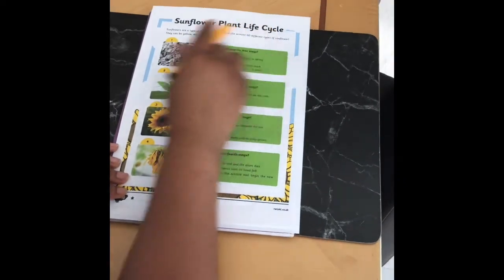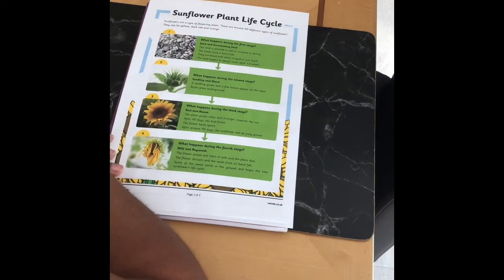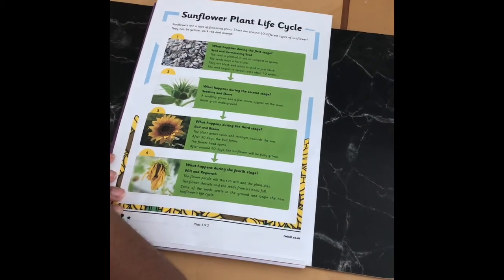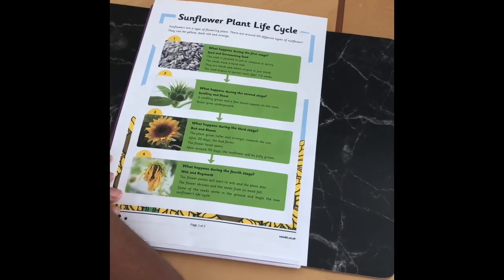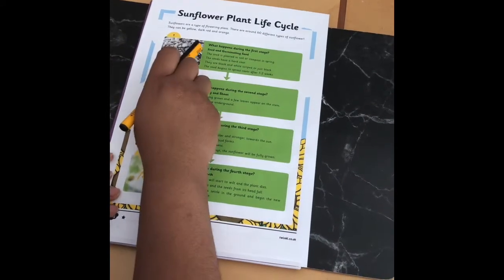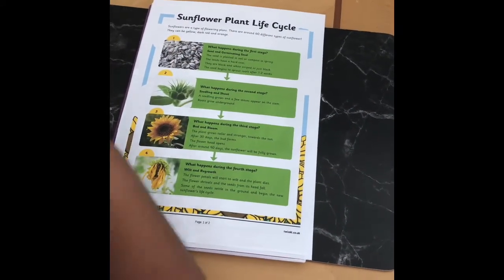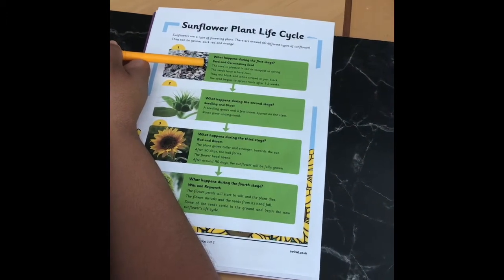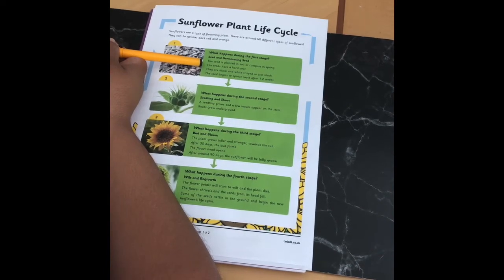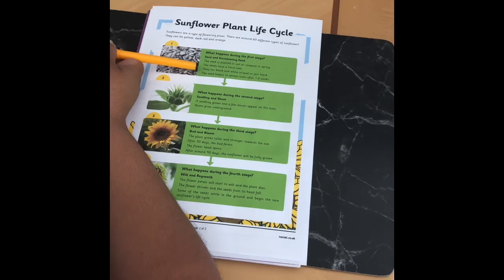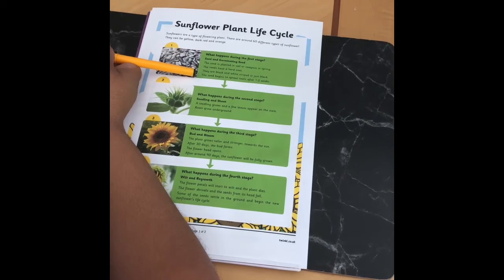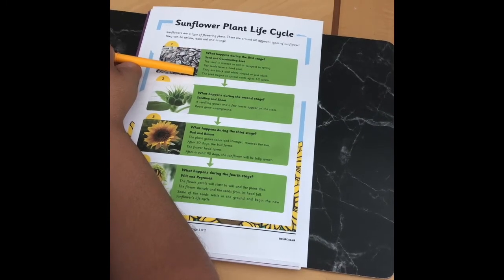Sunflower plant life cycle. Sunflowers are a type of flowering plant. There are around 60 different types of sunflower. They can be yellow, dark red or orange. The first stage. What happens at the first stage? Seed and germinating seed. The seed is planted in the soil or compost in the spring. The seeds have a hard coat. They are black and white striped or just black. The seed begins to sprout roots after 1 to 2 weeks.